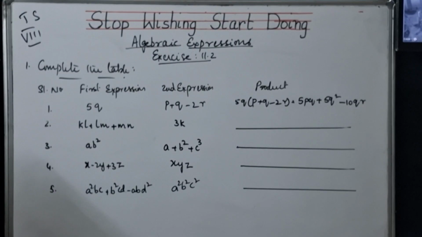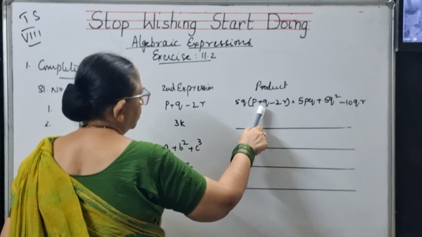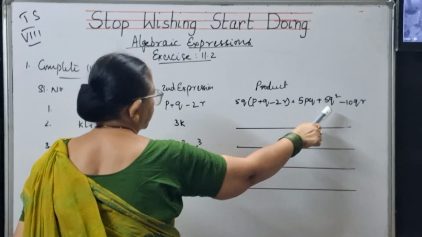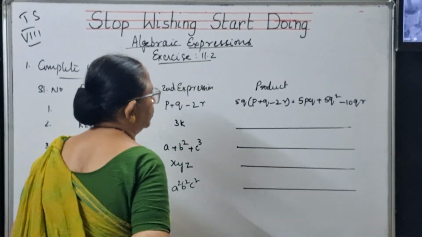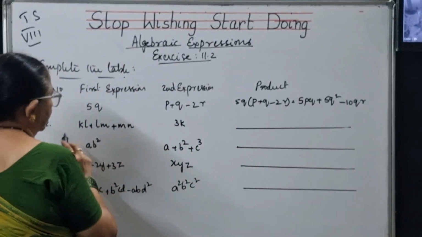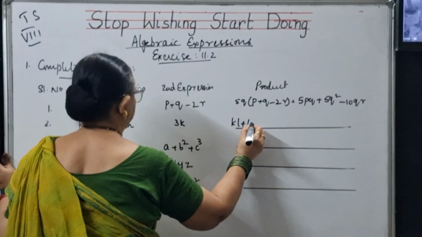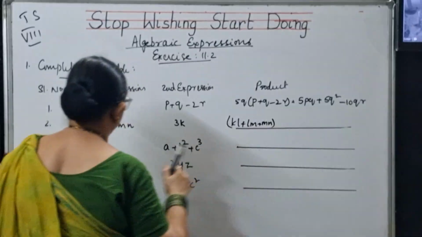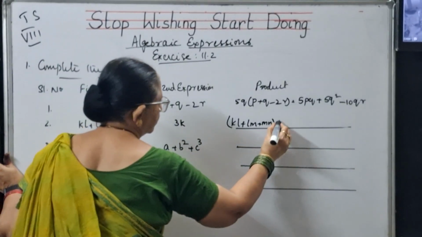5q into p plus q minus 2r. 5q into p is 5pq, plus 5q into q is 5q square, minus 5 twos are 10qr. Now the second one, kl plus lm plus mn into 3k.